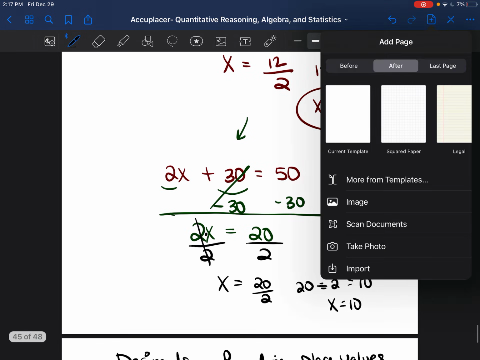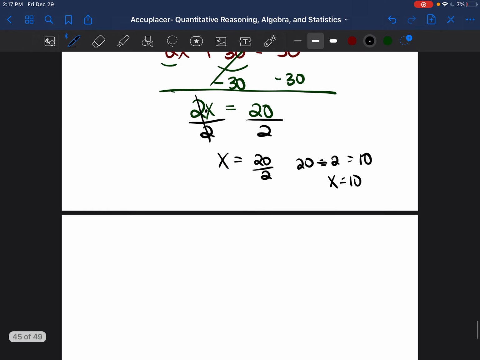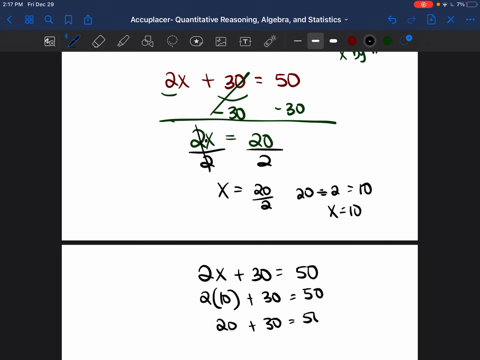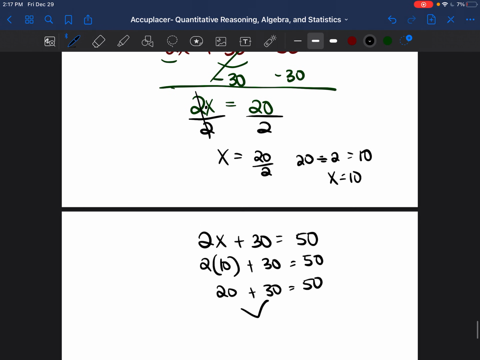Well, does that work out? Let's go ahead and see. So let's rewrite the equation. 2x plus 30 equals 50. Let's put 2 times 10 plus 30 equals 50. 2 times 10 is 20. 20 plus 30 should equal 50. Does that equal 50? Yeah, 20 plus 30 is 50. 50 equals 50. The answer is correct.